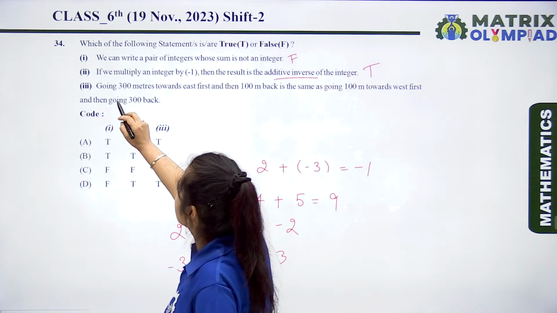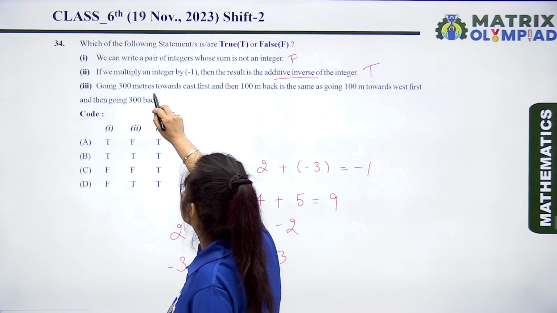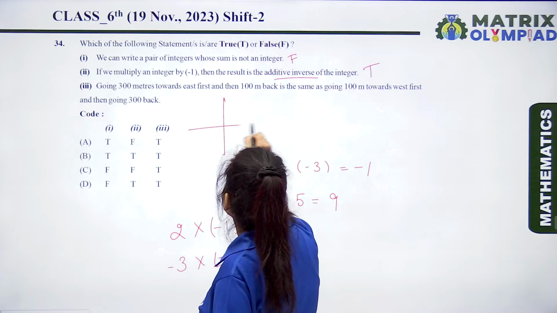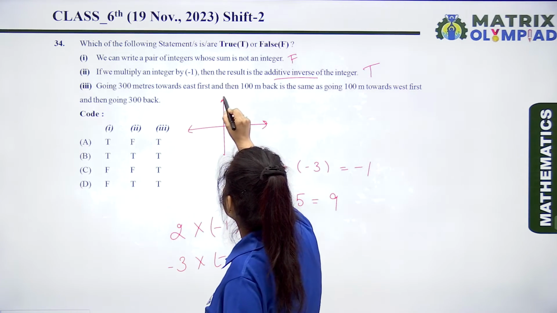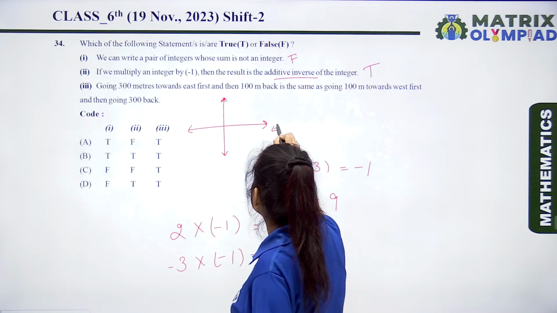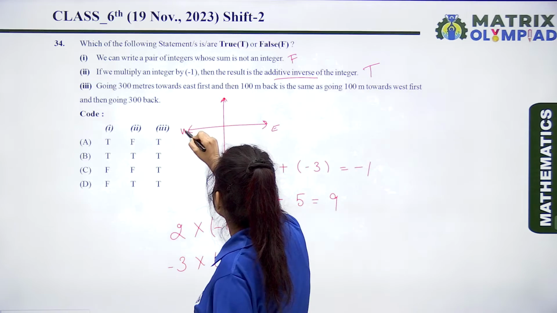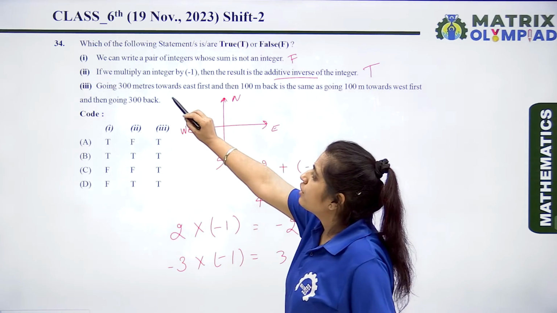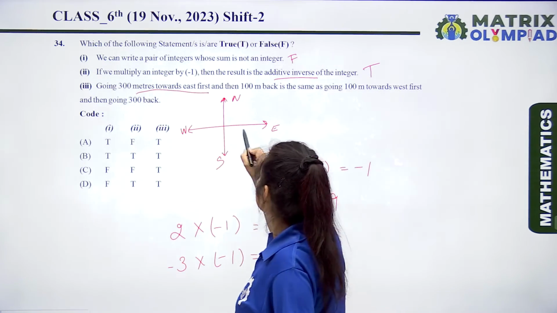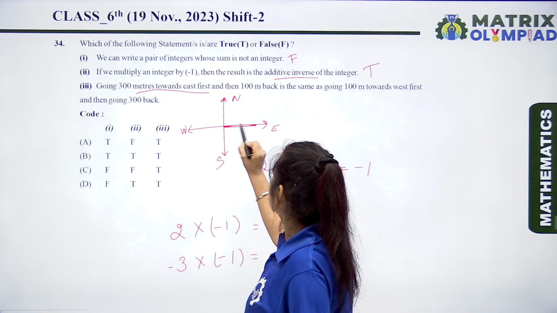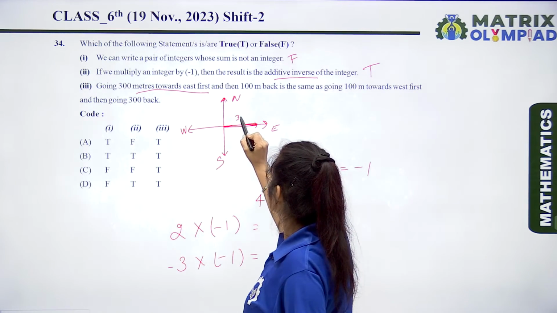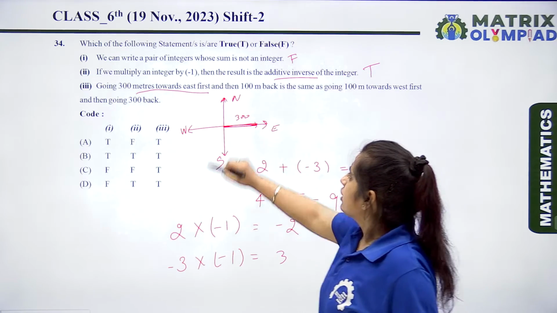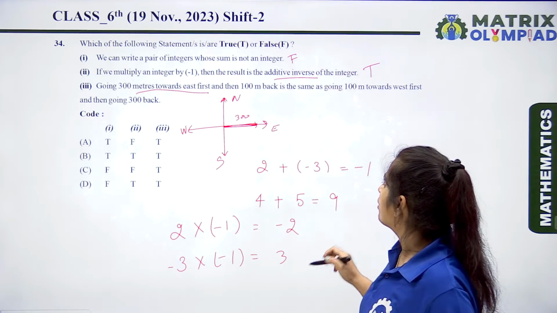Now the third statement. Going 300 meters towards east first. So let's draw the directions. This is east, west, north, south. Going 300 meters east first. Here, this is 300 meters. So after that, 100 meters back.